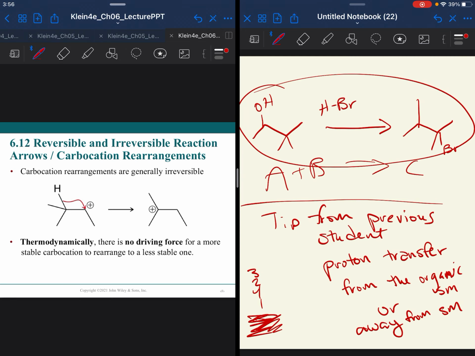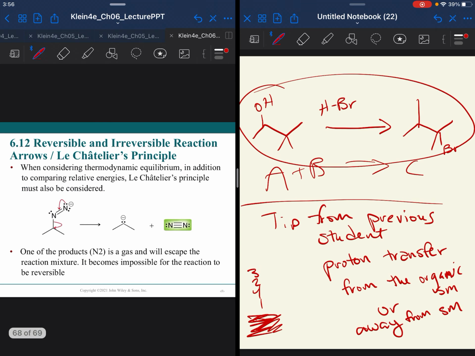Rearrangements are irreversible because you're only going to rearrange to make something more stable. So if it rearranged, it's now more stable. It's not going to go back.